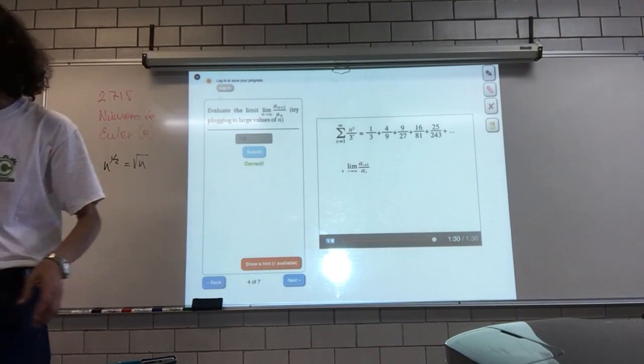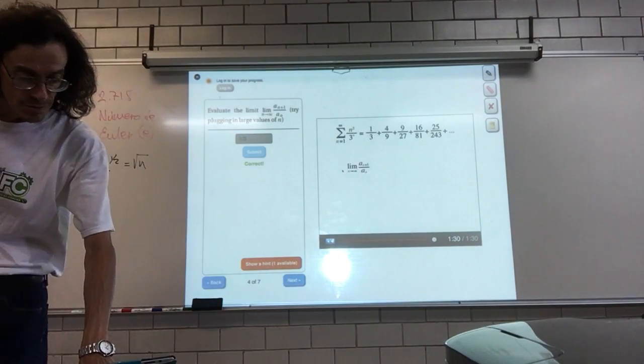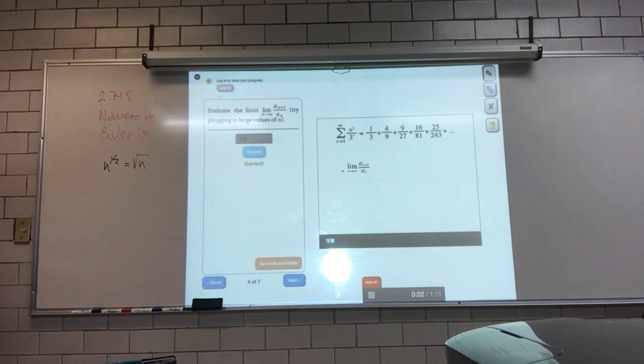Ok, let's try a large value of n, like n equals 10. So we're looking for the 11th term in the series divided by the 10th term. We want to find this ratio.